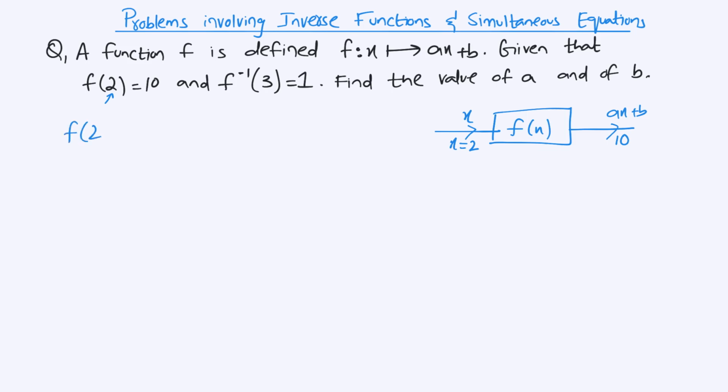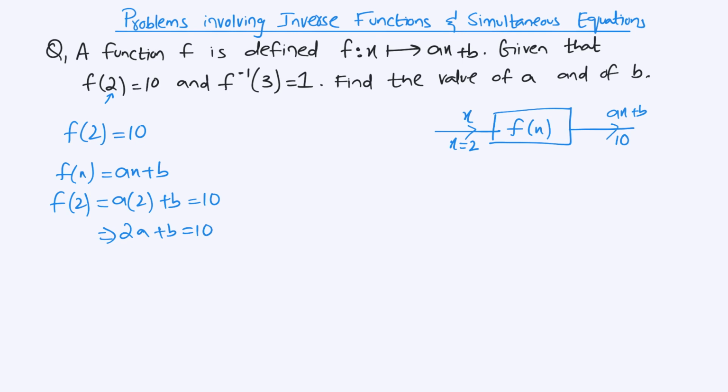So f of 2 equals 10 simply means that, let me write the function again, f of x can be written as ax plus b. Now when I place f of 2, I get a times 2 plus b, and the output must be equal to 10. So if you simplify this, you get 2a plus b equals 10. That's your first equation.